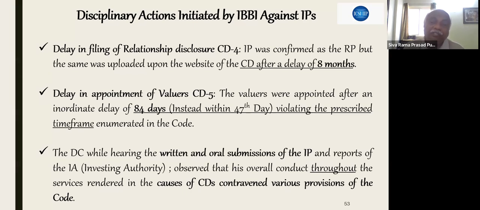The DC, while hearing the written and oral submissions of the IP and the reports of the IA, the investigating authority, observed that the overall conduct throughout the services rendered in the cases of the CDs contravened various provisions of the Code. So that's why audit is also very, very important. In the coming days, the number of audits will increase.